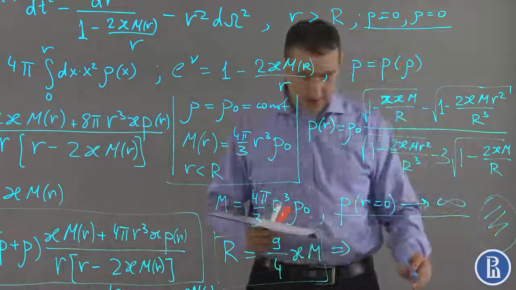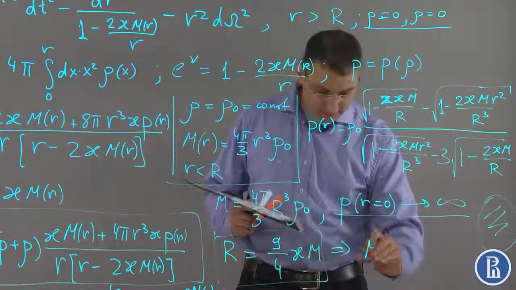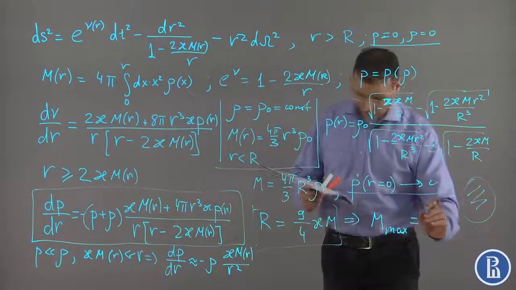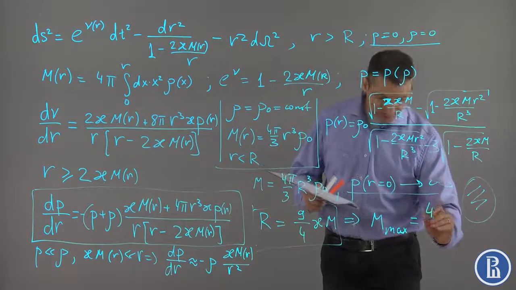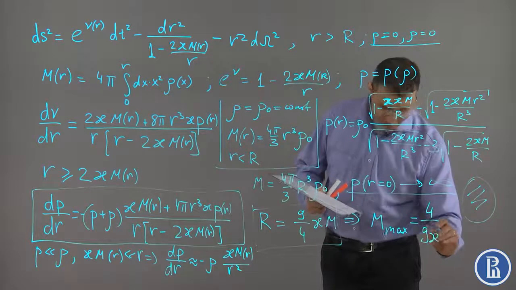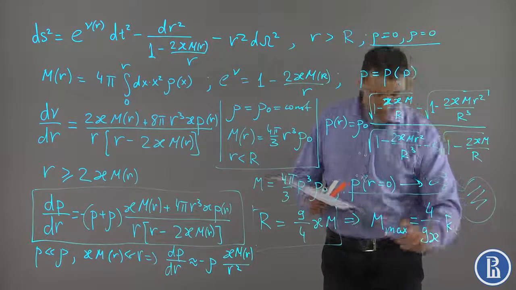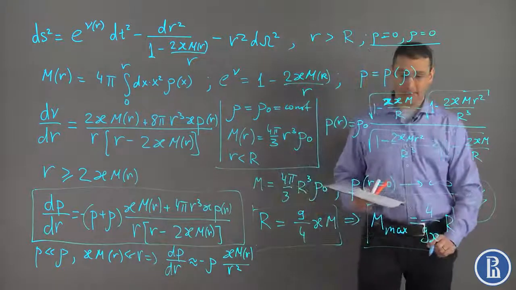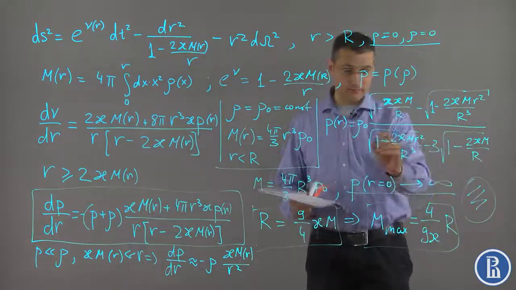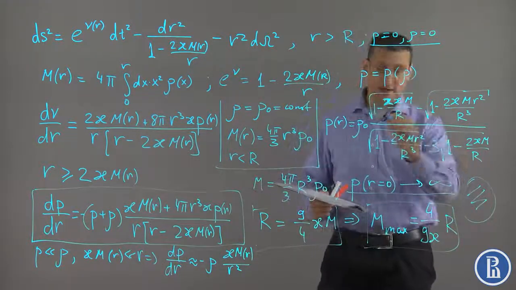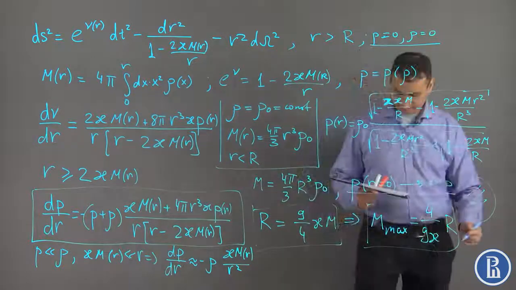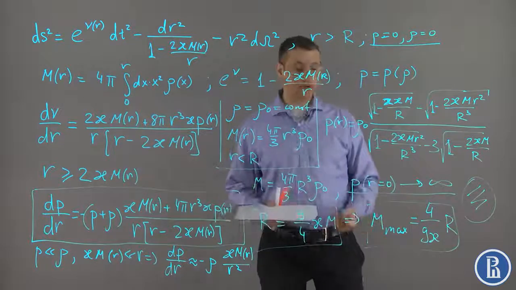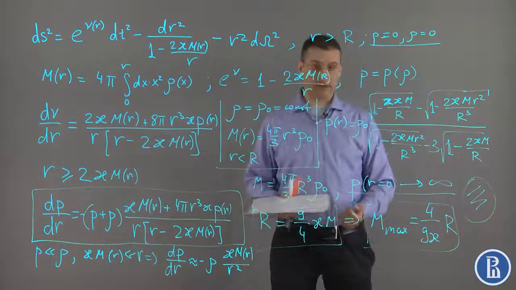So we expect that the maximal mass of the star with the given radius is given by 4 divided by 9 kappa R. So if the mass exceeds this value, the star becomes unstable because the pressure inside it blows up. So the star becomes just unstable, and this is not realized in real situations.